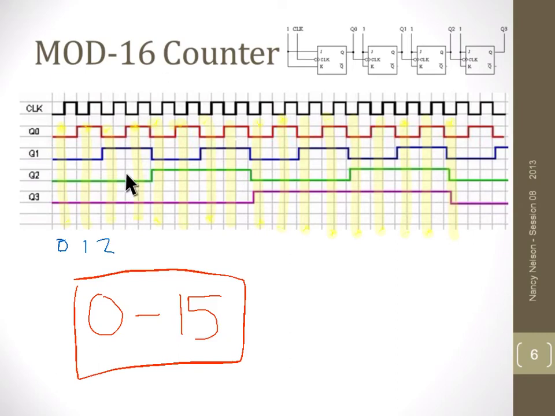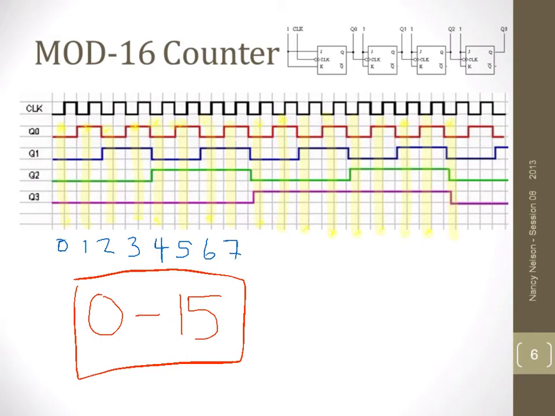Next one, we have 0, 0, 1, 1. We have 3. We seem to be counting in order, so let's see if that pattern follows through. We have 0, 1, 0, 0, which gives us 4. We have 0, 1, 0, 1, which is 5. 0, 1, 1, 0, which is 6. 0, 1, 1, 1, 7.